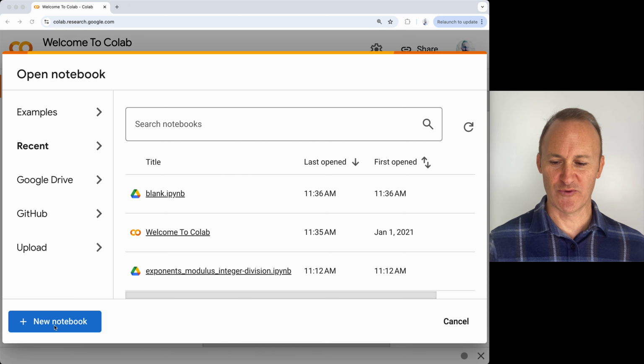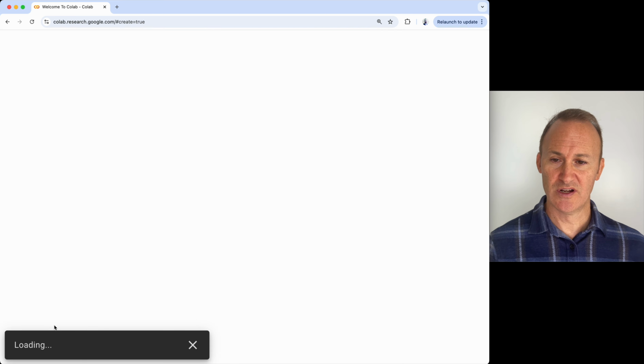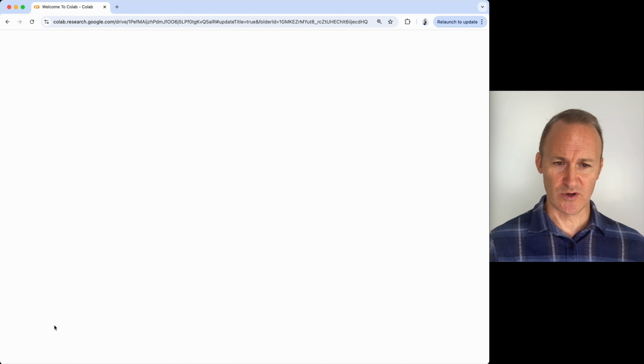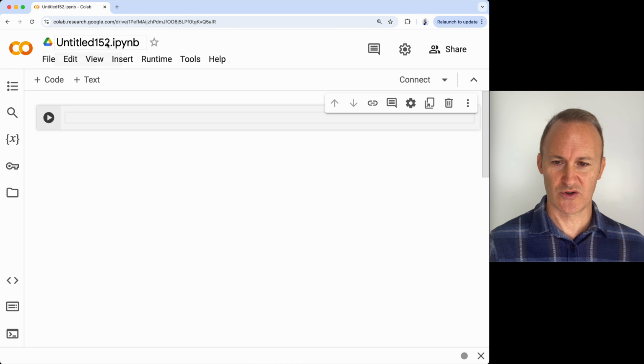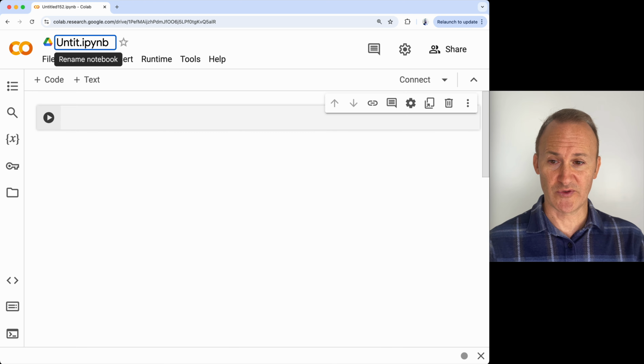Go to collab.research.google.com, click on the new notebook option, and we're going to go ahead and title this one with the operations that we're going to use for future reference. That's going to be the exponents, the modulo operator, and integer division. Okay, let's start with exponents.